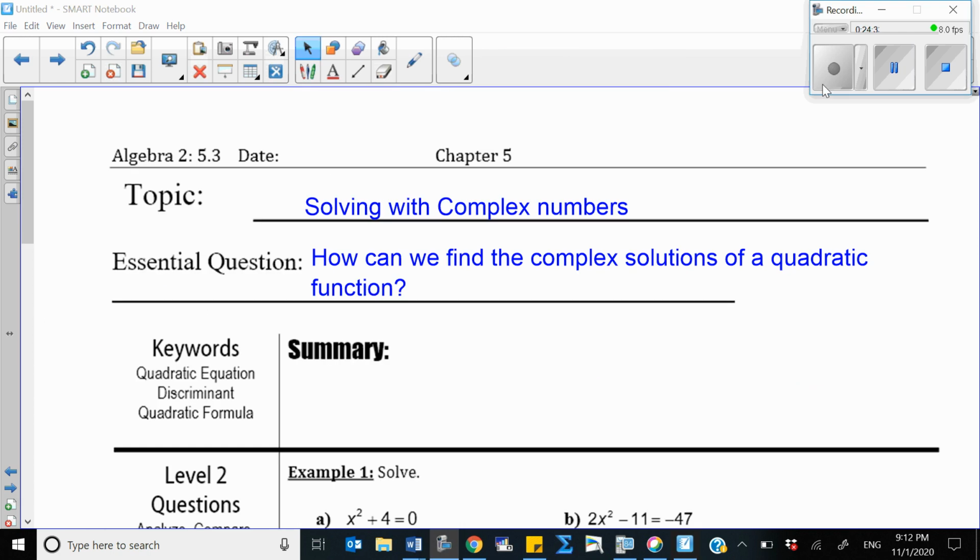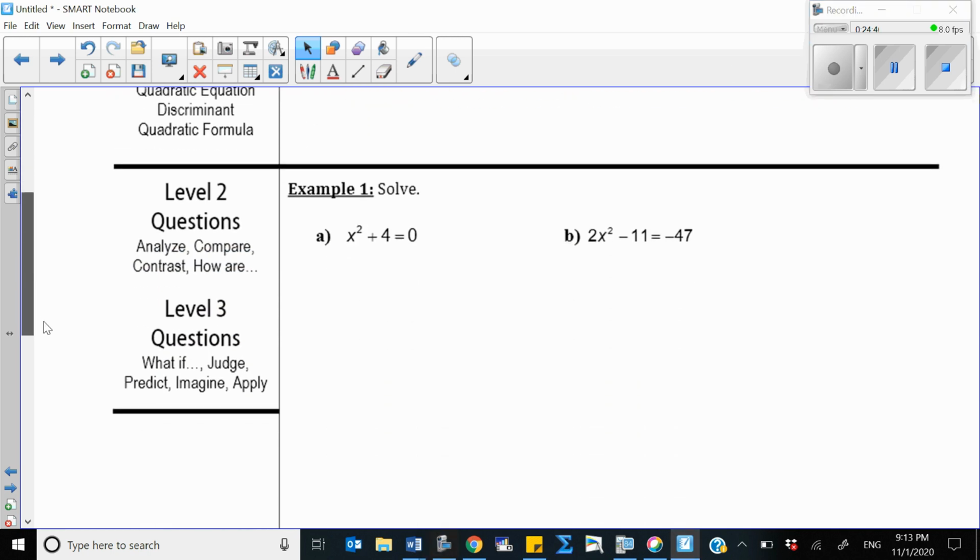The second part of our lesson today is solving with complex numbers. So we want to learn how we can find the complex solutions of a quadratic function. Let's learn that by trying these examples. Here we have x squared plus 4 equal to 0.